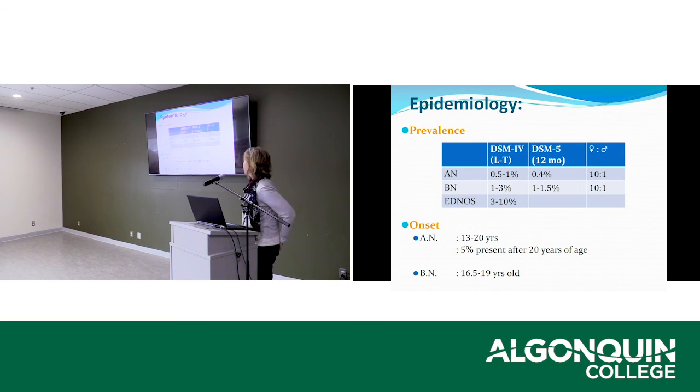So how common are these illnesses? That first column is what I'd focus on. In your population here, it'll be approximately 1% of females who have anorexia nervosa. Bulimia is much more common. It's 1 to 3, but now with the new definitions, it's going to be more like 5% because they've just broadened the range to make that definition.